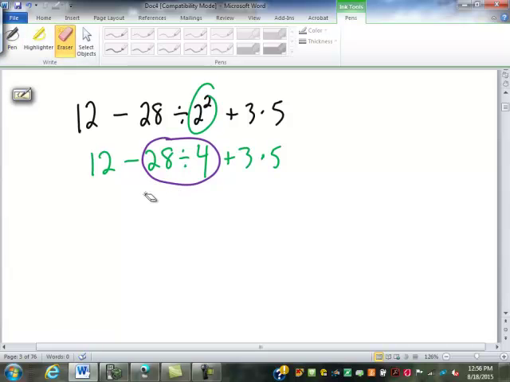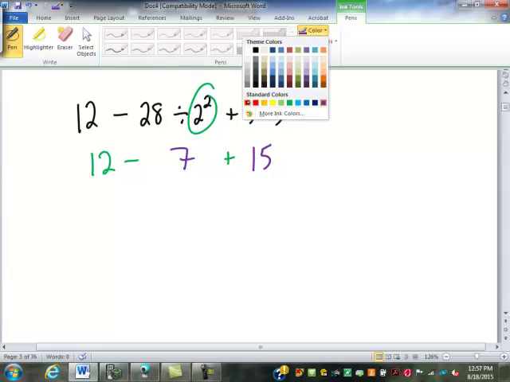So here's how I cheat. If you use pencil on your paper, you might get away with this. Otherwise, you may have to write out more. I'm just going to take the 28 divided by 4, and I'm going to erase it and replace it with 7. What's next? 3 times 5, which is 15. So I'm going to do the same thing. I'm just going to erase it and put in a 15.